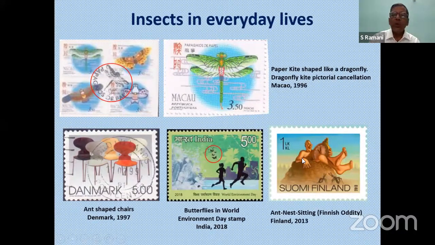This is a very, very funny stamp that was produced by Finland. This talks about how there is a competition where men are asked to sit on an anthill without any clothes, and the man who sits in an anthill for the maximum duration is actually given a prize. So this is a Finnish oddity, and you have some ants here, and a competition is held of a man sitting on an anthill.